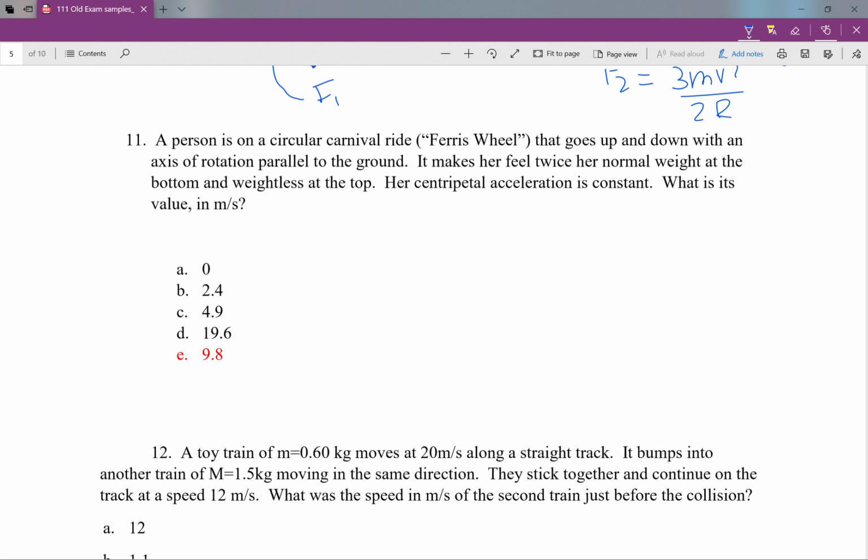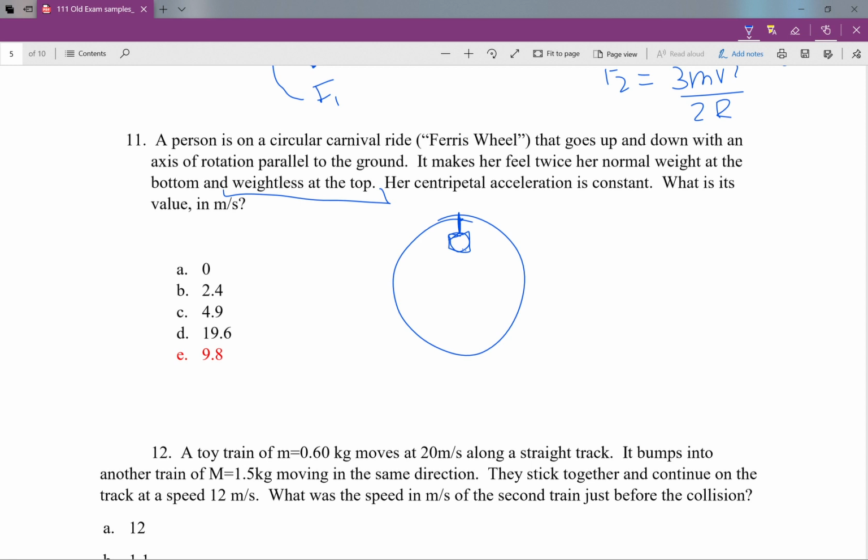Well, the second fact is already giving us the answer. We have a Ferris wheel over here, and if we think about what's going on at the top, that's the cabin. At the top, we're told that the Ferris wheel makes her feel weightless at this point, meaning that the normal force equals the force of gravity, right?